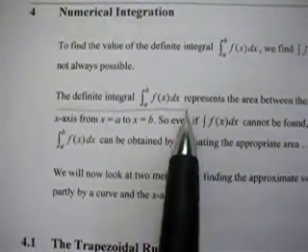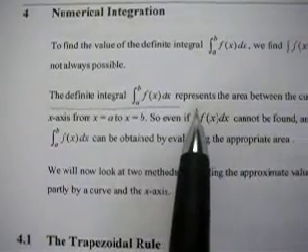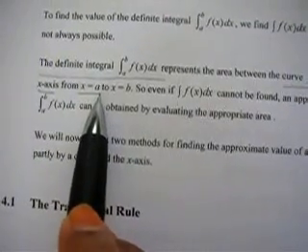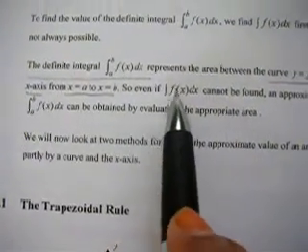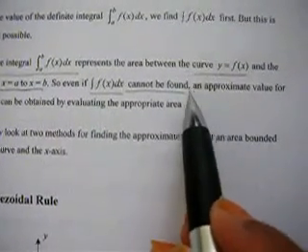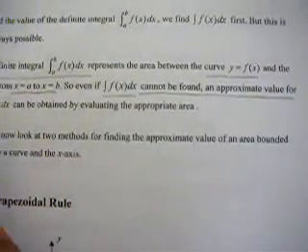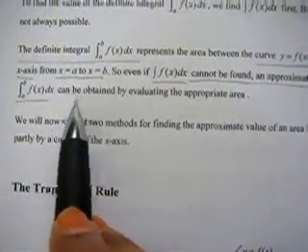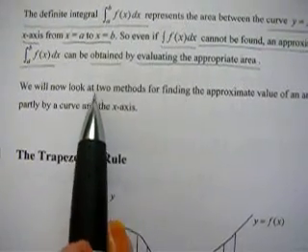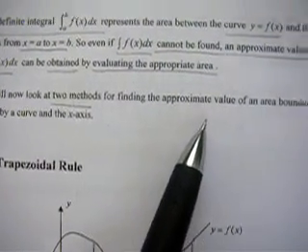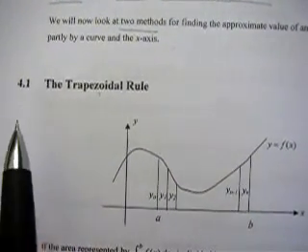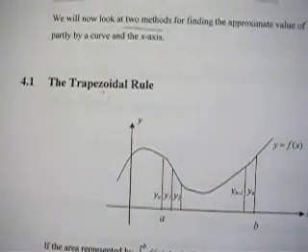The definite integral of f(x) dx from a to b represents the area between the curve y equals f(x) and the x-axis from x equals a to x equals b. So even if the integral of f(x) dx cannot be found, an approximate value for the integral from a to b can be obtained by evaluating the appropriate area. There are two methods for finding the approximate value, by using the trapezoidal rule or Simpson's rule. But for my part, I'll explain the trapezoidal rule.